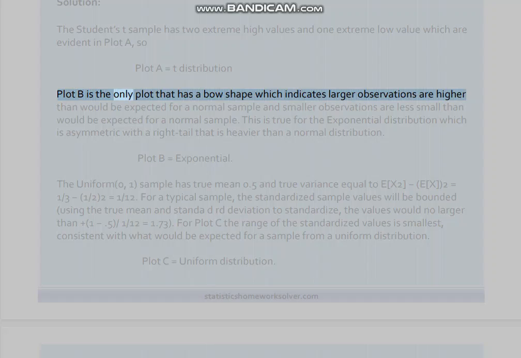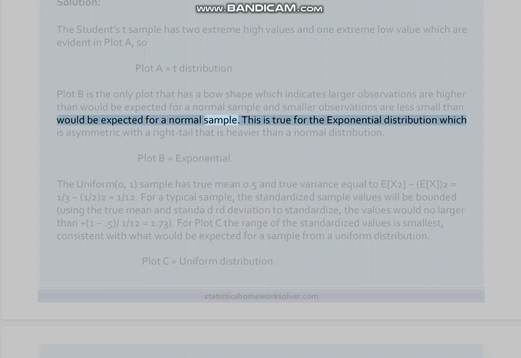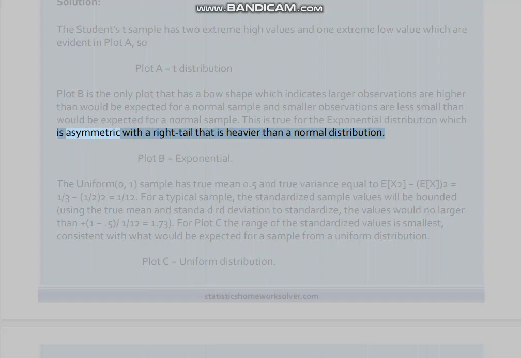Plot B is the only plot that has a bow shape, which indicates larger observations are higher than would be expected for a normal sample and smaller observations are less small than would be expected for a normal sample. This is true for the exponential distribution, which is asymmetric with a right tail that is heavier than a normal distribution. Plot B equals exponential.